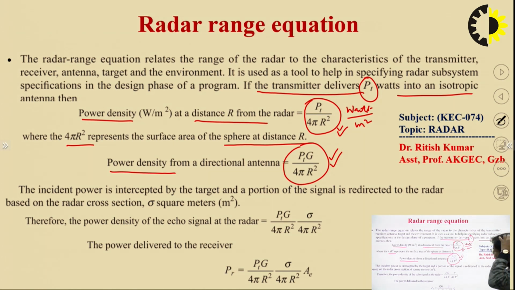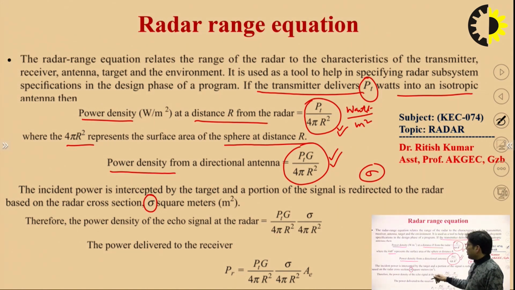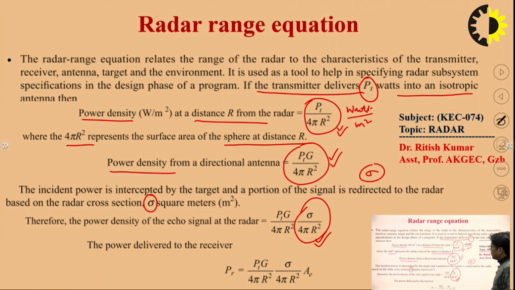So the incident power is intercepted by the target, and a portion of the signal is redirected to the radar based on the radar cross section area. The radar cross section area is represented by sigma. Every target has its own area, and that area is known as radar cross section area. So the power density of the echo signal, echo meaning the reflected signal that is reflected from the target, we can get from this equation. We need to multiply by sigma upon 4 pi r square. So we need to take the relative area of the radar cross section system here.